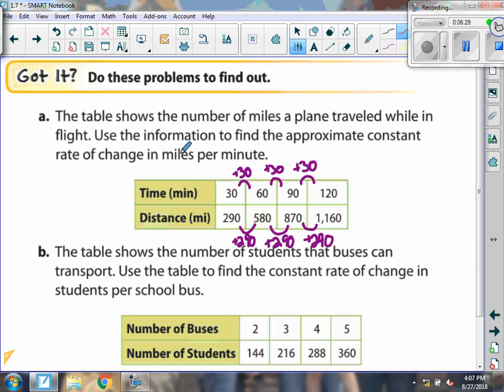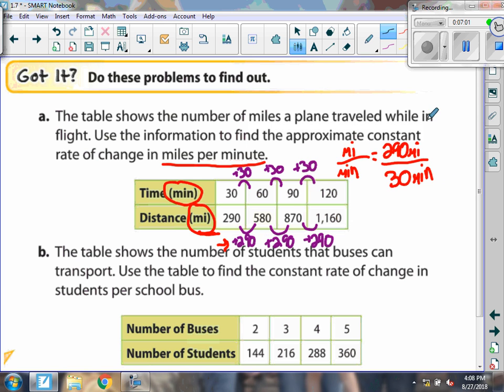So we want to find our constant rate of change in miles per minute. So I have to put miles on top and minutes on the bottom. So what is my change in miles? Okay. I have to look at my measurements here. So miles is on the bottom. So I've got to use this number. So that's going to be 290 miles over minutes on the top. So that's 30 minutes.